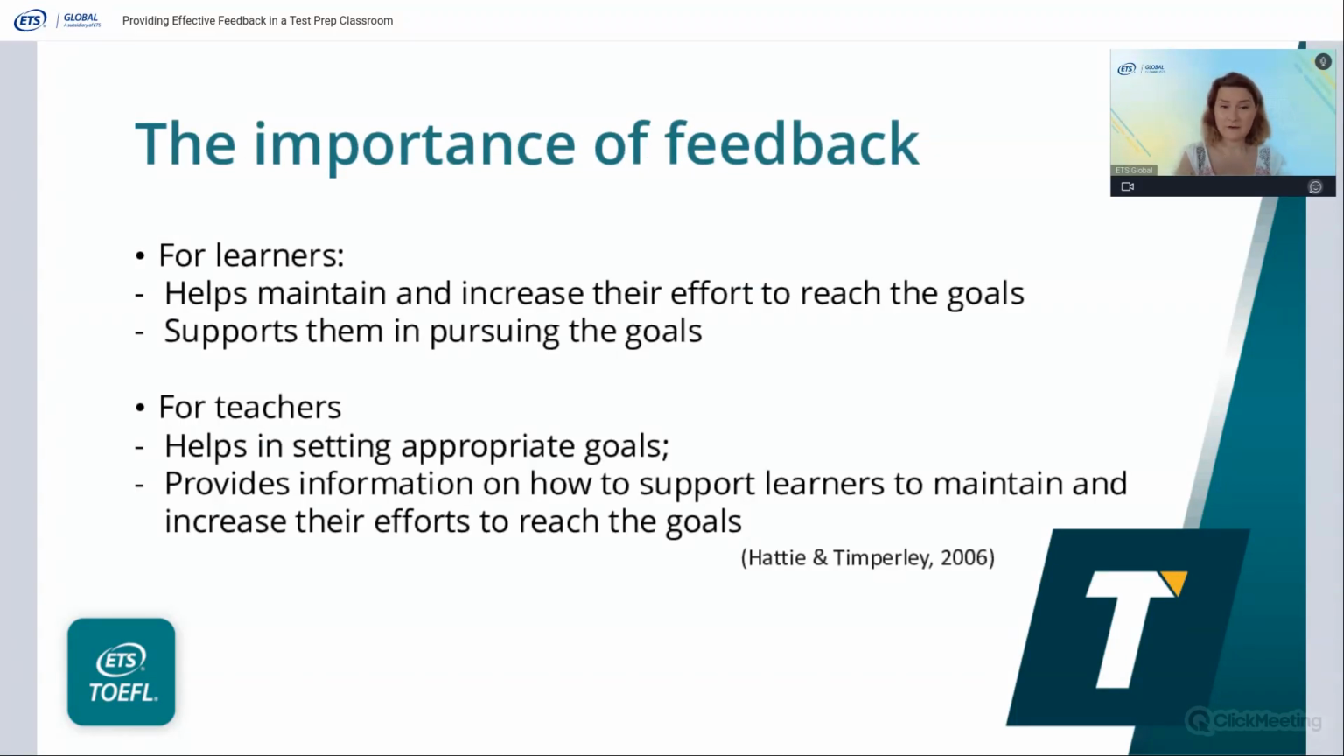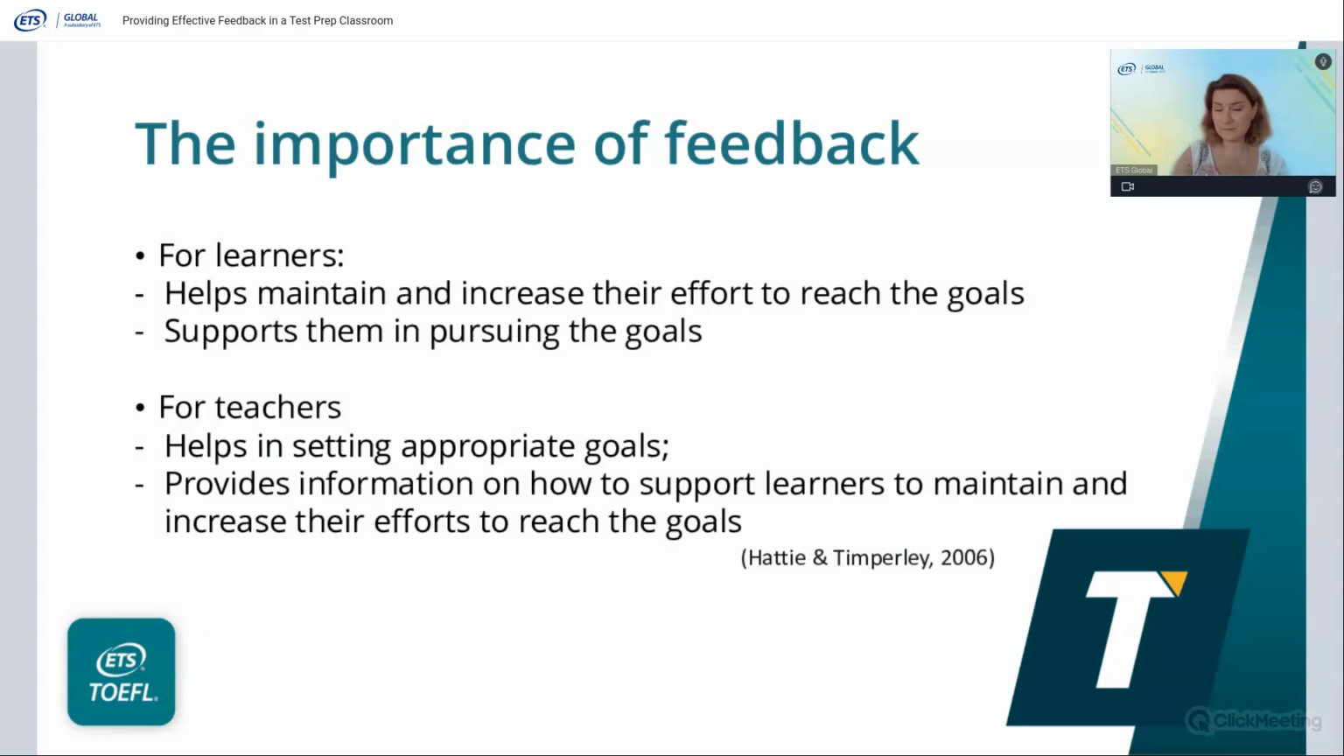So for learners, feedback is key because it helps maintain and increase their effort to reach the goals. And it also supports them in pursuing the goals. They receive information on what they can do to improve and how to achieve their learning goals. For teachers, it helps in setting appropriate goals. It also provides information on how to support learners to maintain and to increase their efforts to reach the goals.